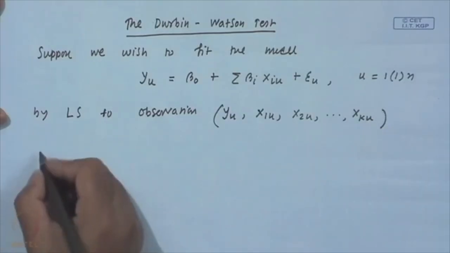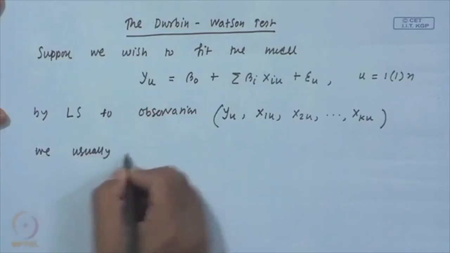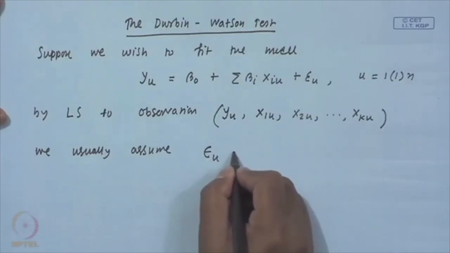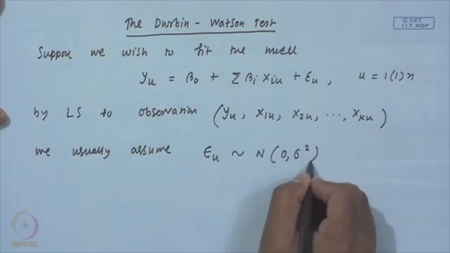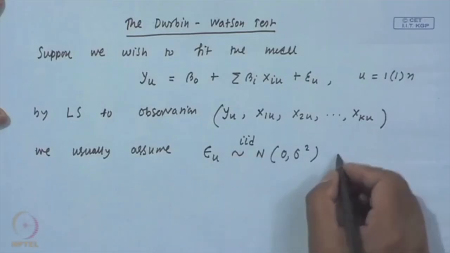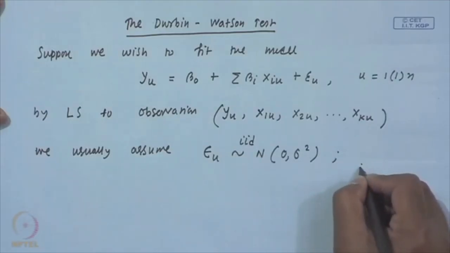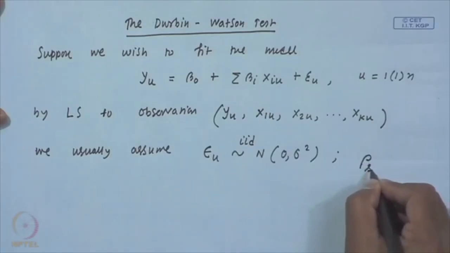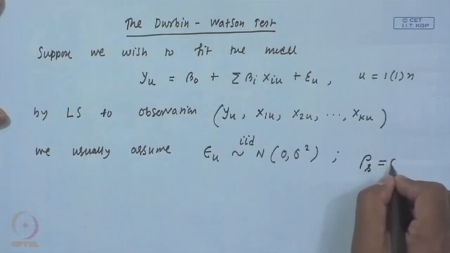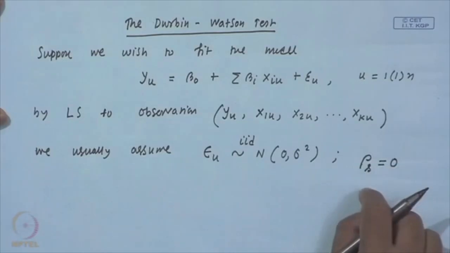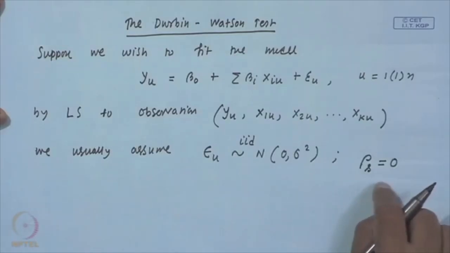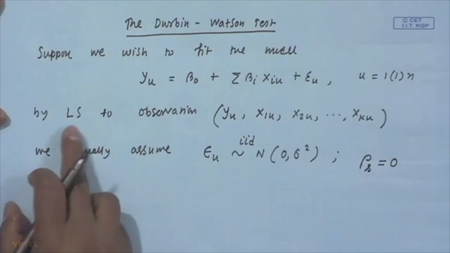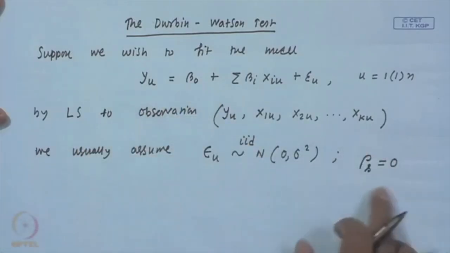Okay. So, what we usually do is assume that this epsilon_u follows a normal distribution with mean 0 and variance sigma squared, and they are IID. That means we are assuming that the lag s autocorrelation is equal to 0, that means the correlation between errors s steps apart is equal to 0. If you want to use the least squares technique to fit this model, you have to assume this. Okay.